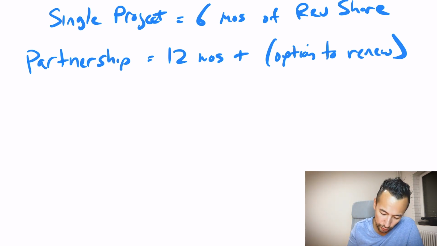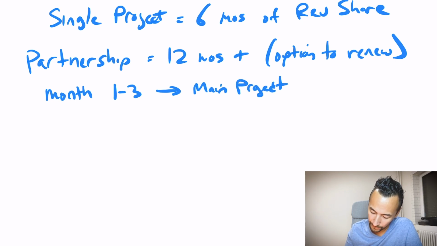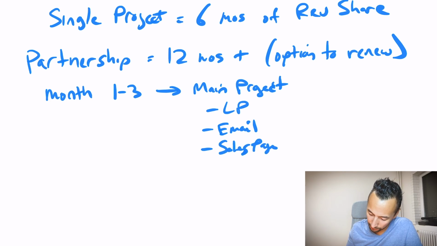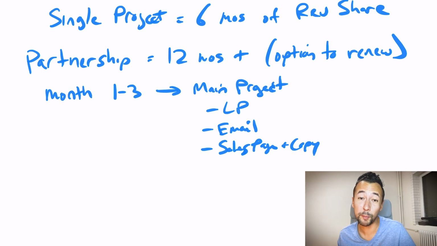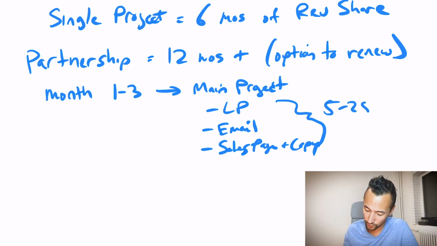But what I would recommend you do is do the main work from month one. So let's say you're going to do maybe a landing page, email sequence, and sales page, plus copywriting. Pretty substantial work, right? Like if you were to be paid for this by a package, you might charge $5,000, $10,000, $15,000, $25,000 for all this. Like this is not cheap.